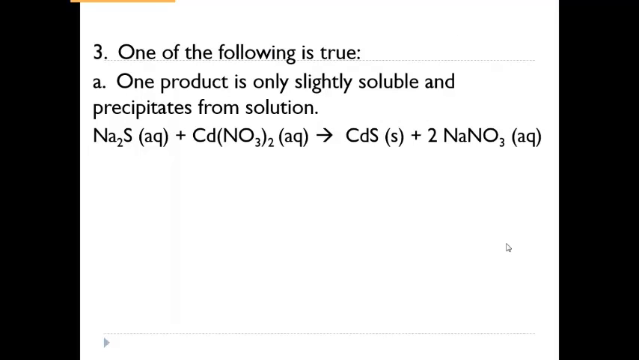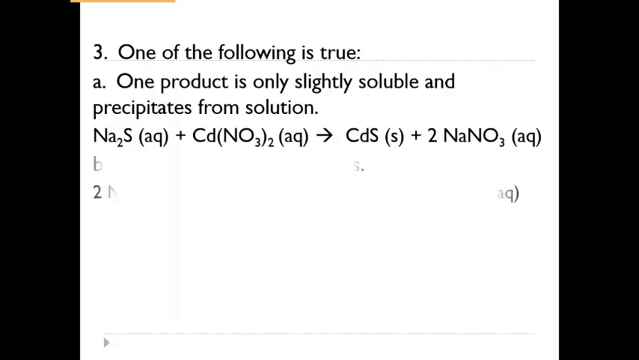We said that one of those things has to happen. So here we have a product that is slightly soluble, meaning that it won't dissolve in water. There are products that won't dissolve in water, and so they stay in their solid form, and they precipitate, meaning that they form the solid and they'll sink to the bottom because it's heavier than the liquid. And so we have that here. We have two aqueous solutions that when they have come together, we end up having cadmium sulfide, and that is a solid. It won't dissolve in water, whereas the sodium nitrate will, so that stays as aqueous.